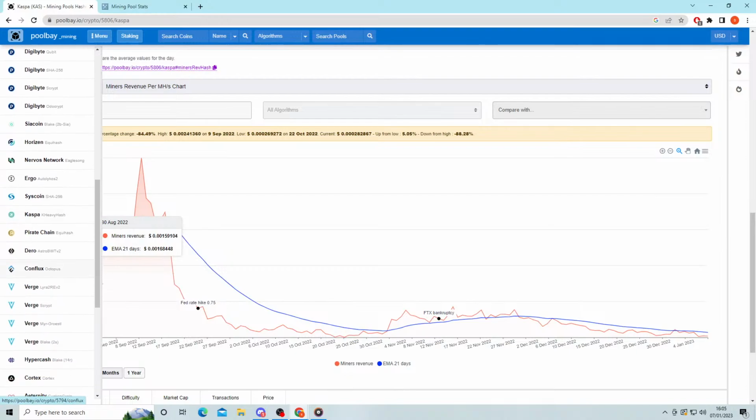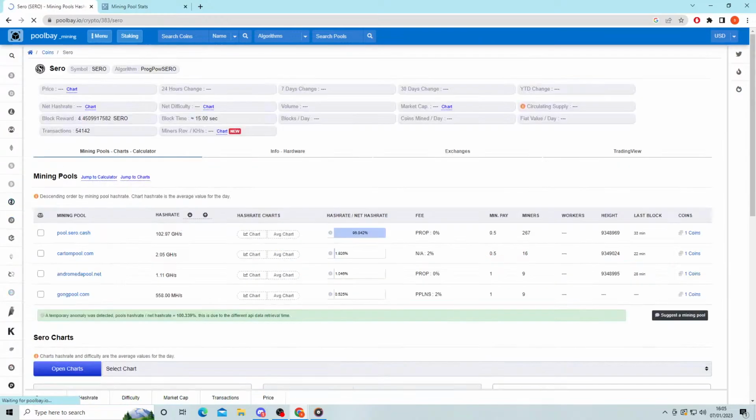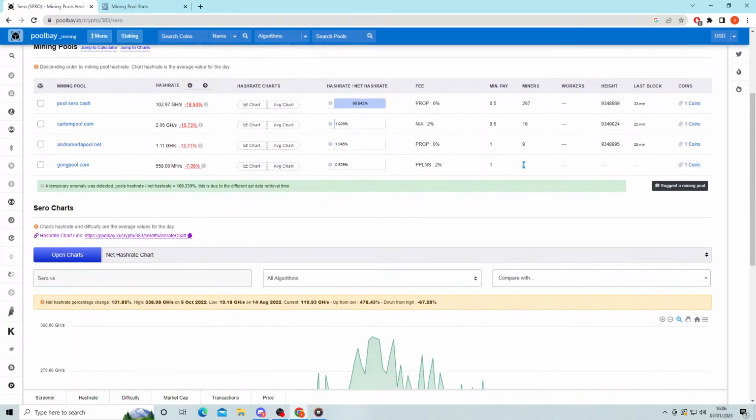And the last one, which one did I want to show? On Zero, I looked at this chart the other day. Obviously, Zero is not a massive coin. Most of the pool hash rate is, as you can see here, 96% in this Zero cash pool, which is located in Japan, I think. And they're getting basically all the blocks. So they've got 267 miners. The one below it, which is in Europe, has only got 16, 9, and then 9. So you don't really have much.